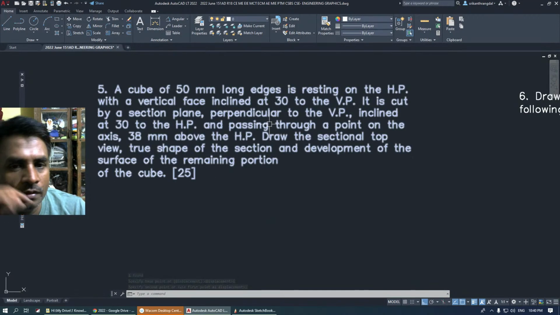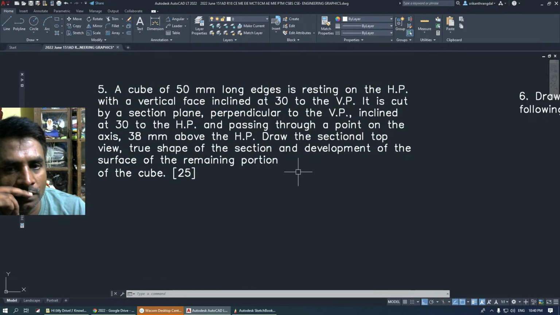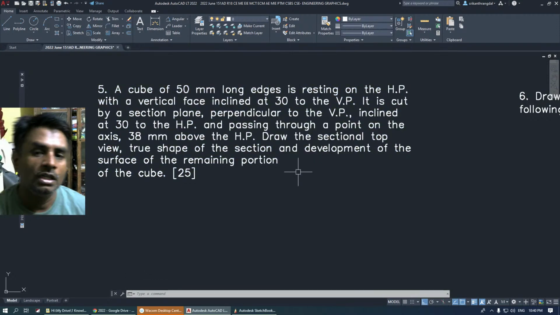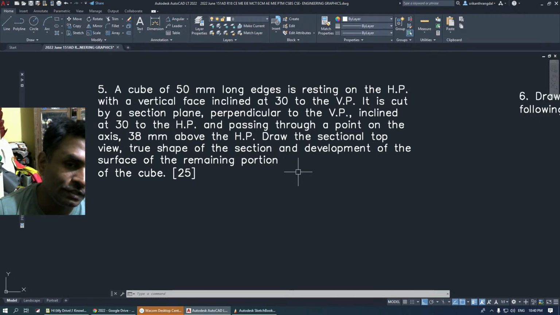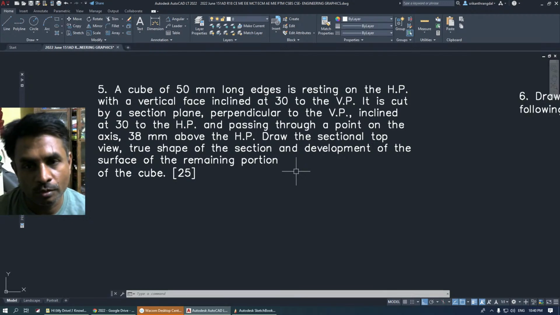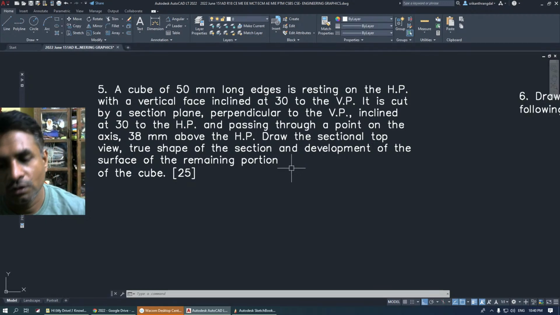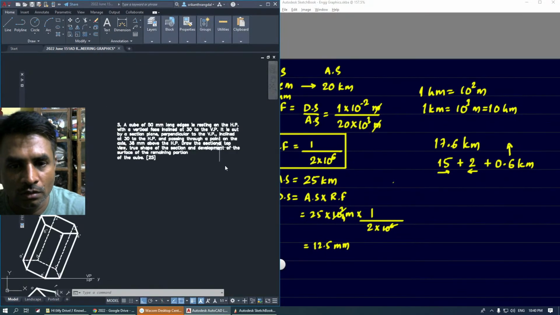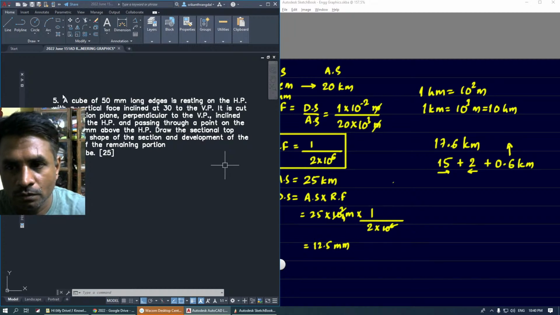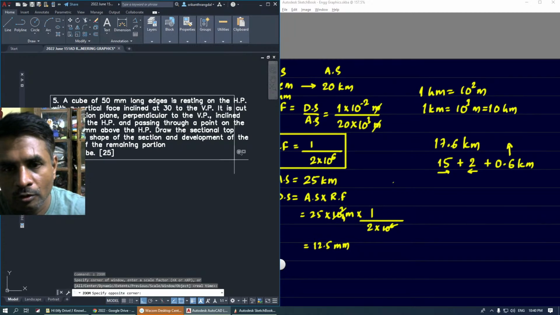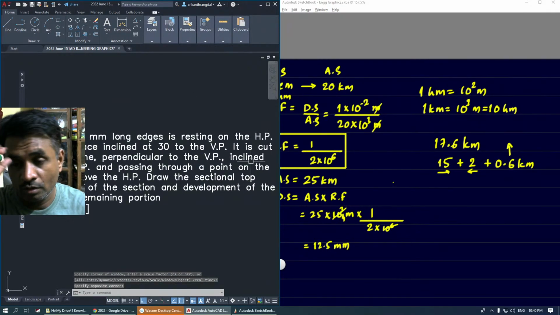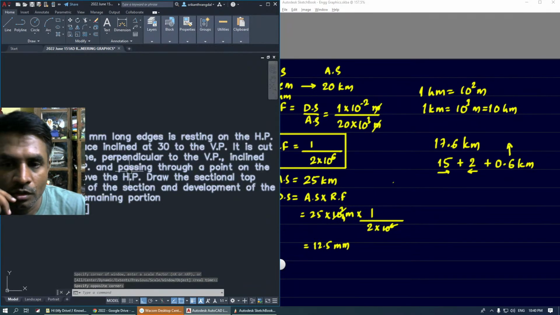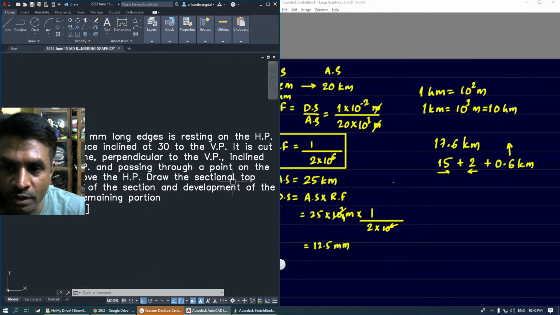A cube of 50 mm long edges is resting on HP with a vertical face at 30 degrees to VP. It is cut by a section plane. So this is a section plane perpendicular to the VP. Okay, so let's first place the cube properly, and for that, use this particular thing. The cube of 50 mm long is resting on HP with a vertical face 30 degrees to VP.